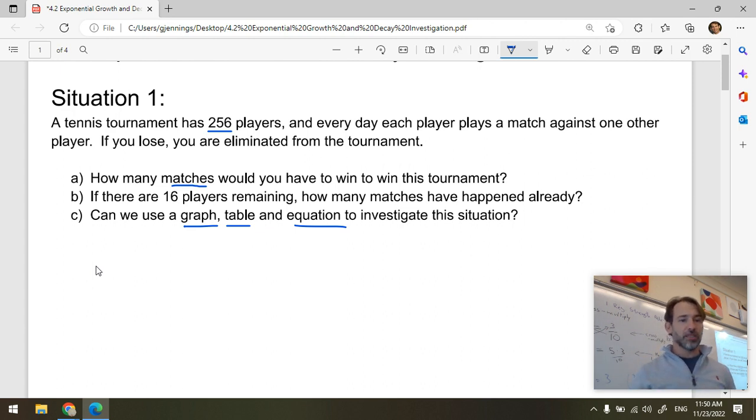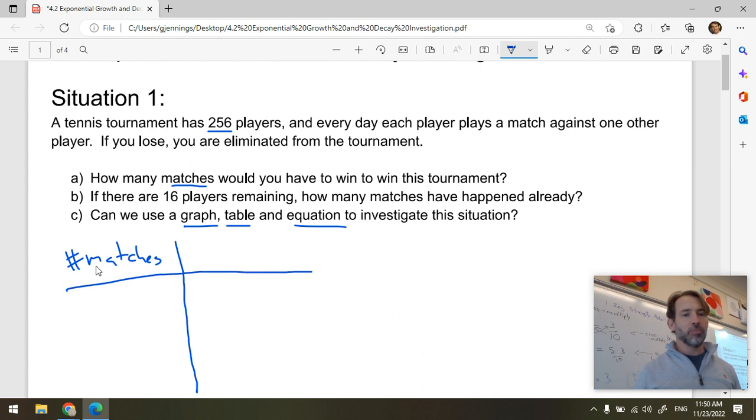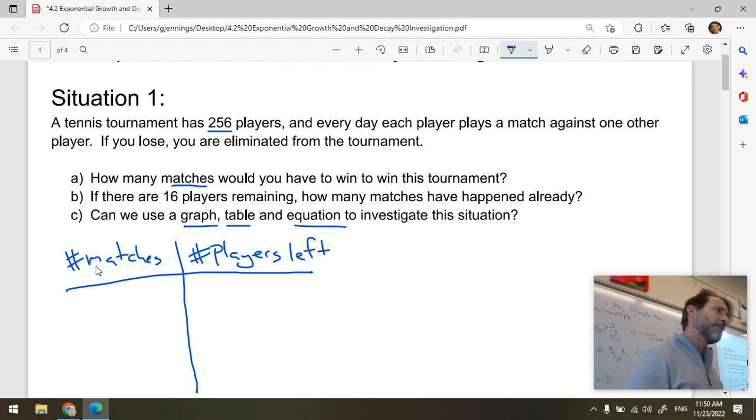Let's take a look at what this situation looks like in terms of a table, because that's going to be the most intuitive for us to understand. Here is number of matches that have been played, and we're going to compare that to number of players left. In this case, does it make sense to look at negative number of matches played? Not at all. So we won't have that.